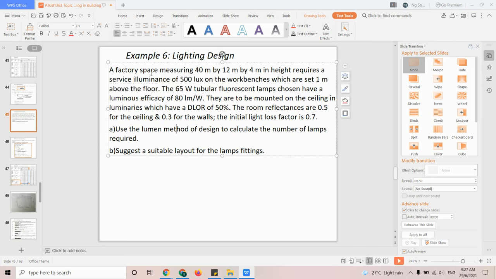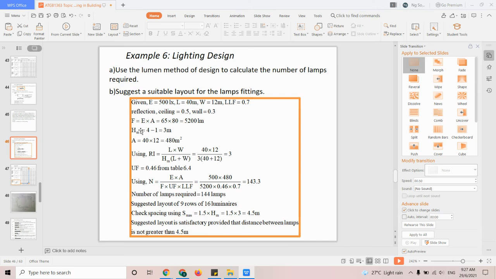And in your scenario, it's mentioned that you're given a 4 meter high building, meaning from floor to ceiling is 4 meter. So in total, you have 3 meter of difference between your table and your light. Based on the RI formula, if you work it up, you'll get a value of 3. And then after that, you'll be able to use the lumen method to solve this question.